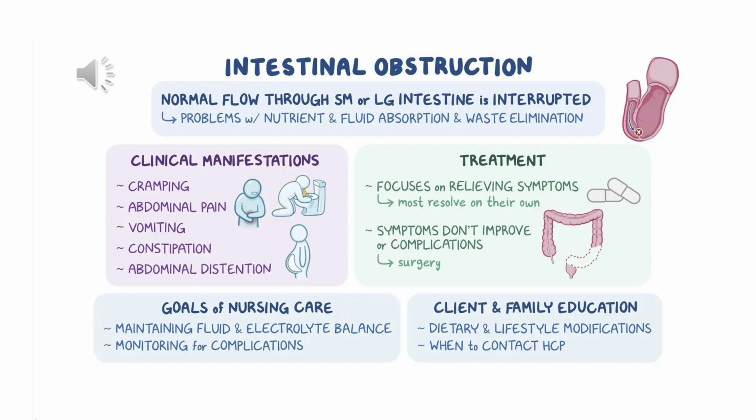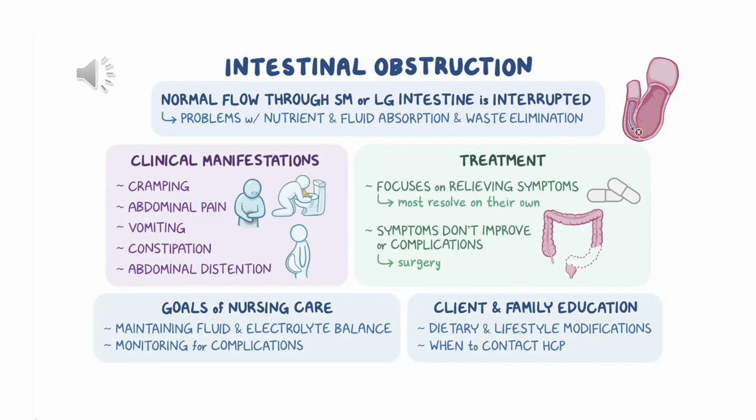So talking about the clinical manifestations, patients with a bowel obstruction commonly present with cramping, abdominal pain, vomiting, constipation, and abdominal distension. Again, these symptoms vary based on the type and the location of the obstruction, but they're critical to recognize early for timely intervention.